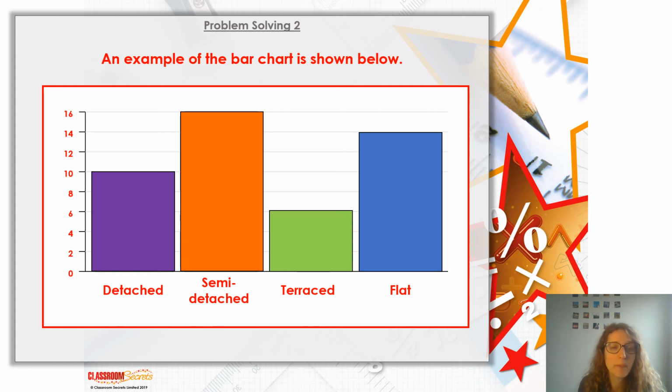Okay, if you went up in 1s, absolutely fine. I've got my detached 10 and then a little gap between them, semi-detached 16, 6 for the terraced and 14 for the flat. Okay, and I've labelled it at the bottom as well, showing each house type.